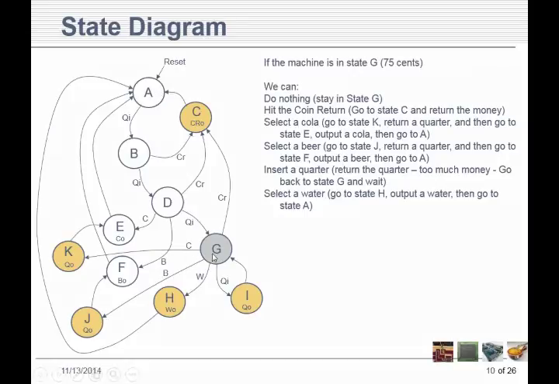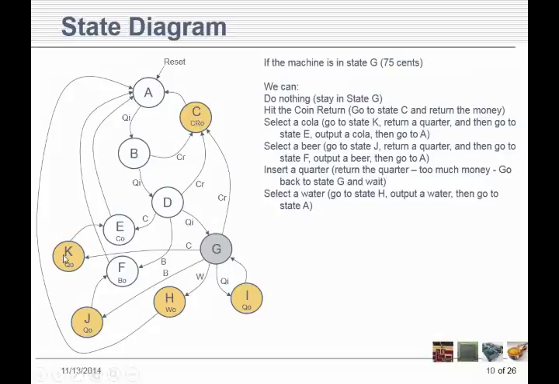There's nothing wrong with having 75 cents in the machine thinking water and then deciding, well, no, I think I'd rather have a beer, or no, I'd rather have a cola. So we've just got 75 cents in the machine. If I choose cola, it should output a quarter. And look, there's a state all by itself where it outputs a quarter, and then it goes to cola out, and then back to A.